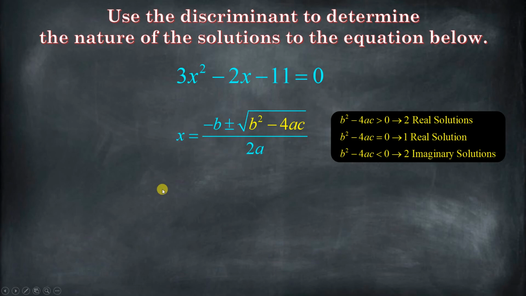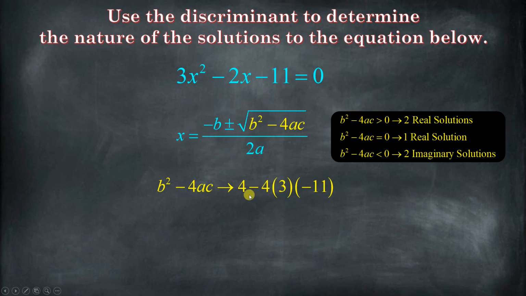So b squared minus 4ac. That would be 4 minus 4, right? And then times a, which is 3, and times c, which is negative 11. So this is b squared, negative 2 squared is 4, minus 4, that's part of the formula, right? Times a, which is 3, times c, which is negative 11.